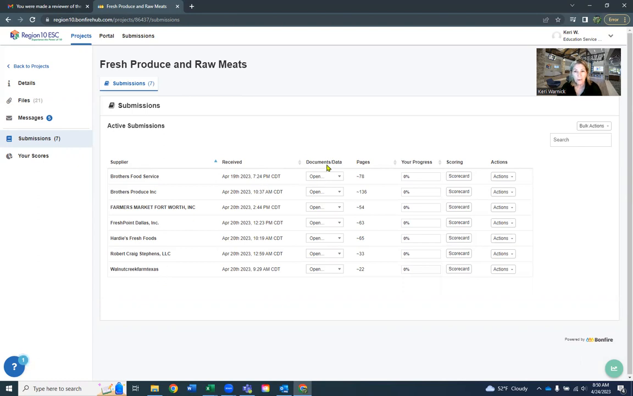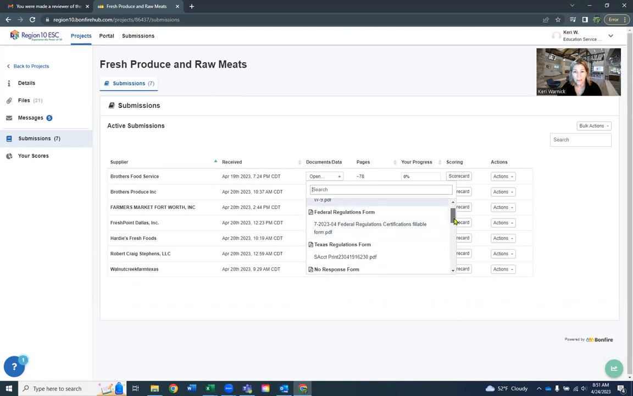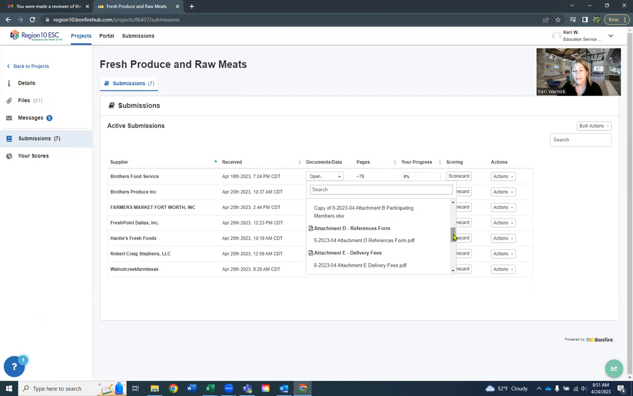Now, you will see that there are documents that you have access to, and this is where the confidential information comes into the picture. Now, obviously, there's some things that are not confidential, like a W-9 or their agreement with all the federal regulations and the Texas regulations. Ignore the no response form, because that was there if they were not going to respond to the bid. But you can see if they didn't submit a document, it's going to show no documents. List of members. With several of our bids, sometimes they must check the box on which members they can service, because not all vendors service the entire co-op, because we are very spread out.